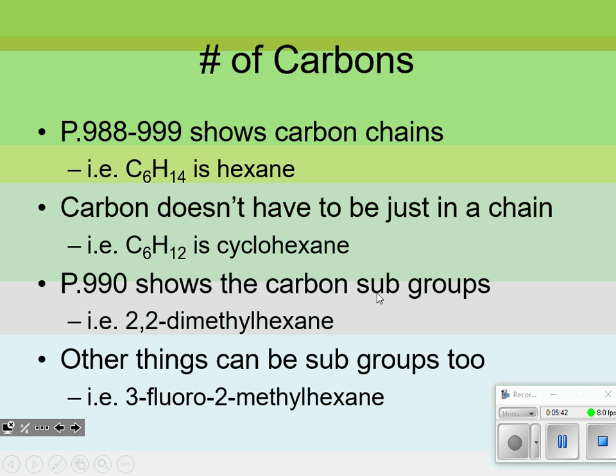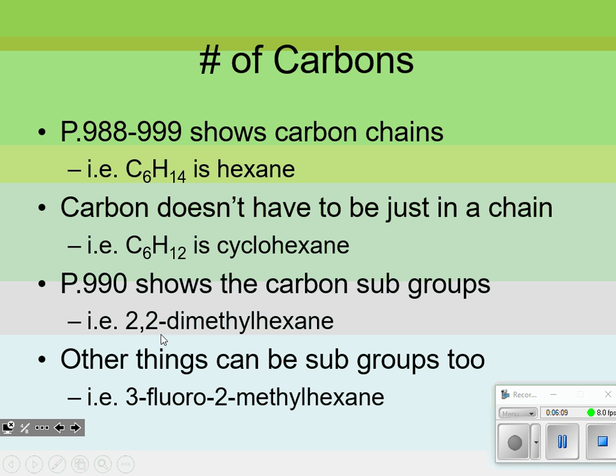Once we start adding subgroups, for example, a methyl group is a CH3 group on a 6 carbon chain for this particular example. Dimethyl means there's going to be 2 methyl groups. Where are those methyl groups located? One of them is located in carbon 2. The other one's located in carbon 2. This easily could have been a 2,3 dimethyl or a 2,4 dimethyl or a 3,4, so on and so forth.